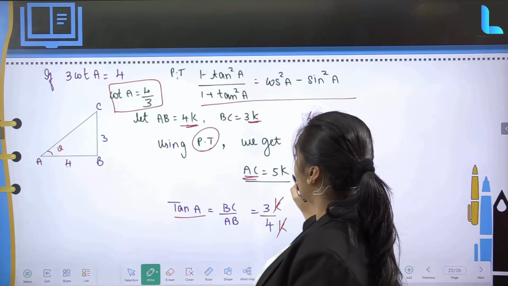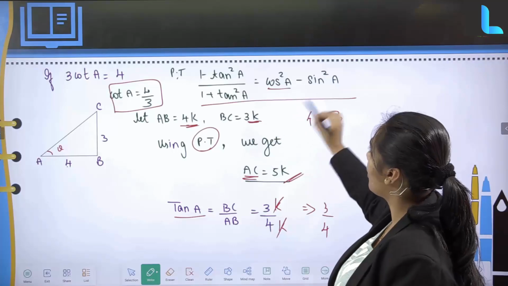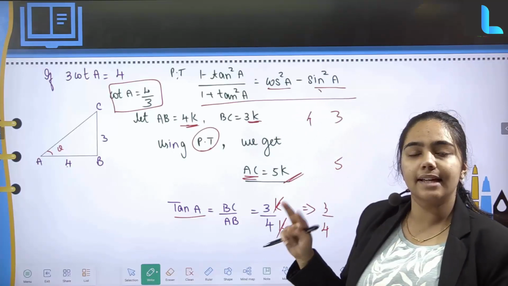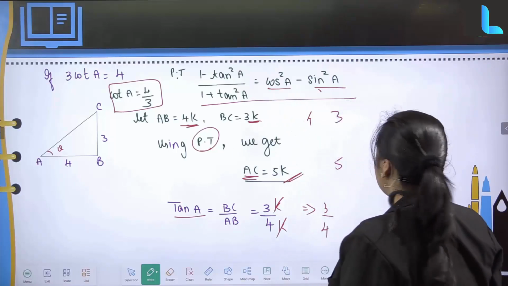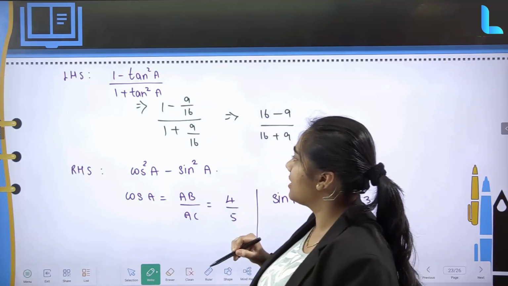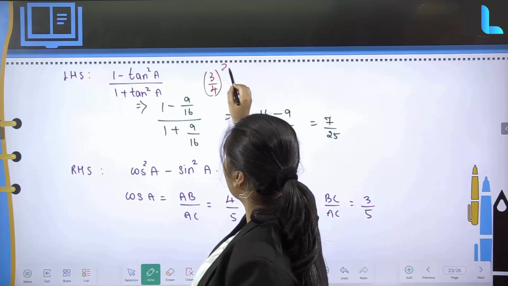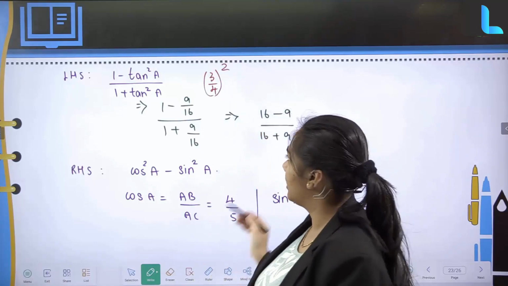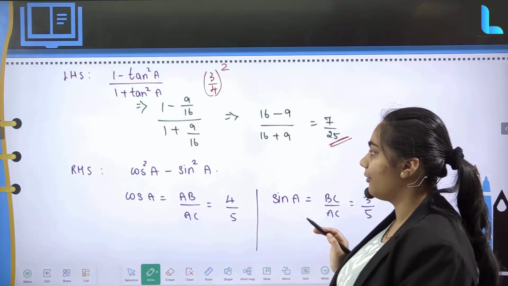Right, but still I just have to solve using Pythagoras theorem, because in the question I have cos A, cos square A, and sine square A also I have to find. But first, considering my left hand side, 1 minus whatever I have got. See, 3 upon 4 is what I get. So when I square it, I'll be getting 9 upon 16. So consider LCM. So finally, you'll be getting 7 upon 25.